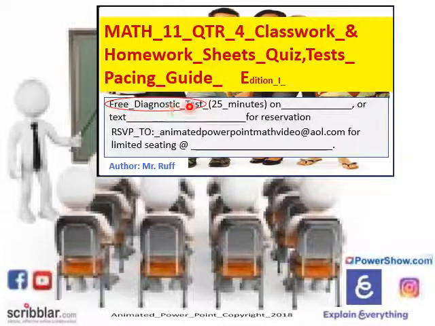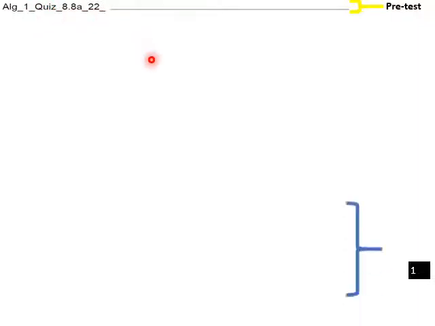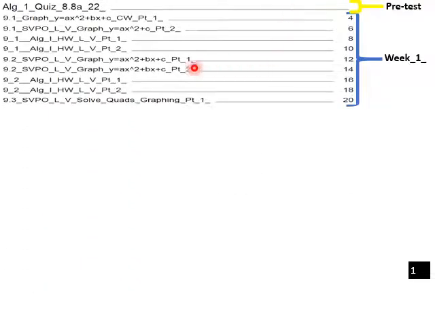And you get a free diagnostic test, which is about 25 minutes, to see if your student is ready for the fourth quarter of Math 11 or Algebra 2. So our first week, there is a free pretest, which is actually an Algebra 1 quiz called 8.8a. And once your student does well on that, we go into week 1, which we start covering graphing quadratic equations.